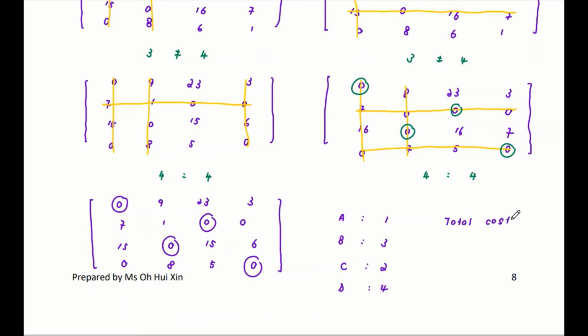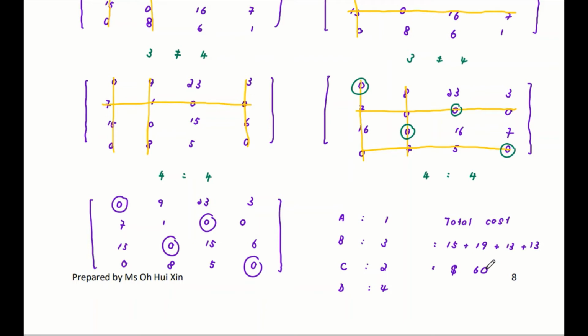Okay, so worker A doing job 1, that's going to be $15. Worker B doing task 3, 19. Worker C doing task 2, so 13, worker D doing job 4, so 13. So when you add them up together, you get 34 plus 26. So that's going to give us $60. Alright, so that's the idea here.